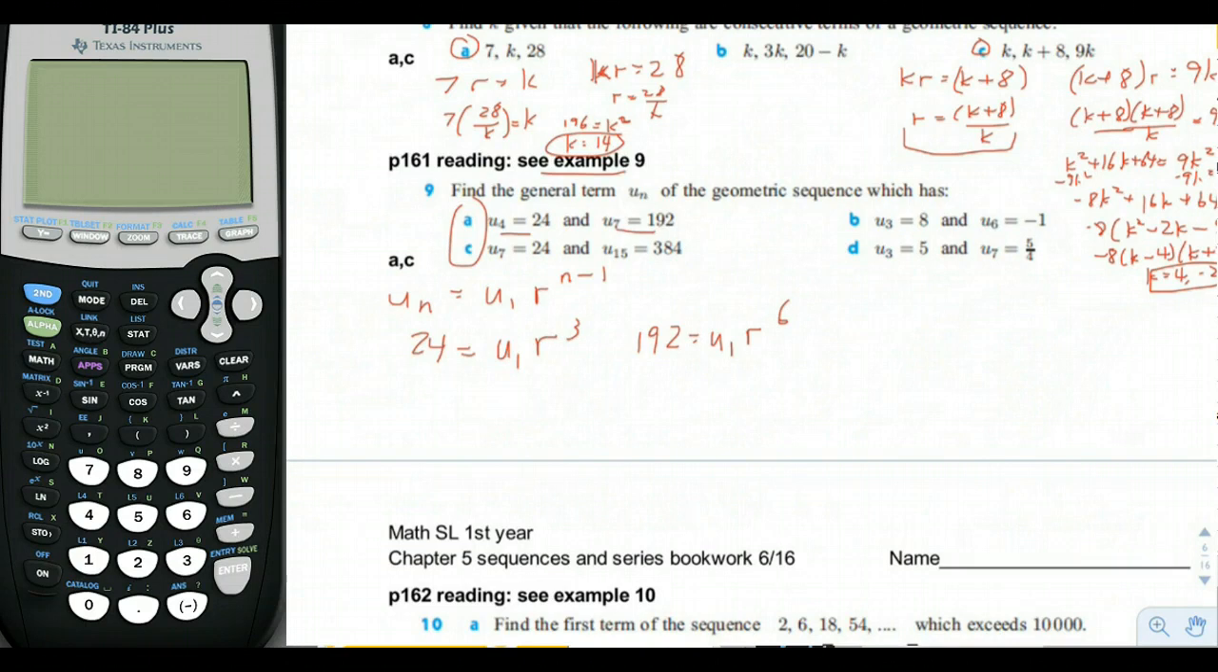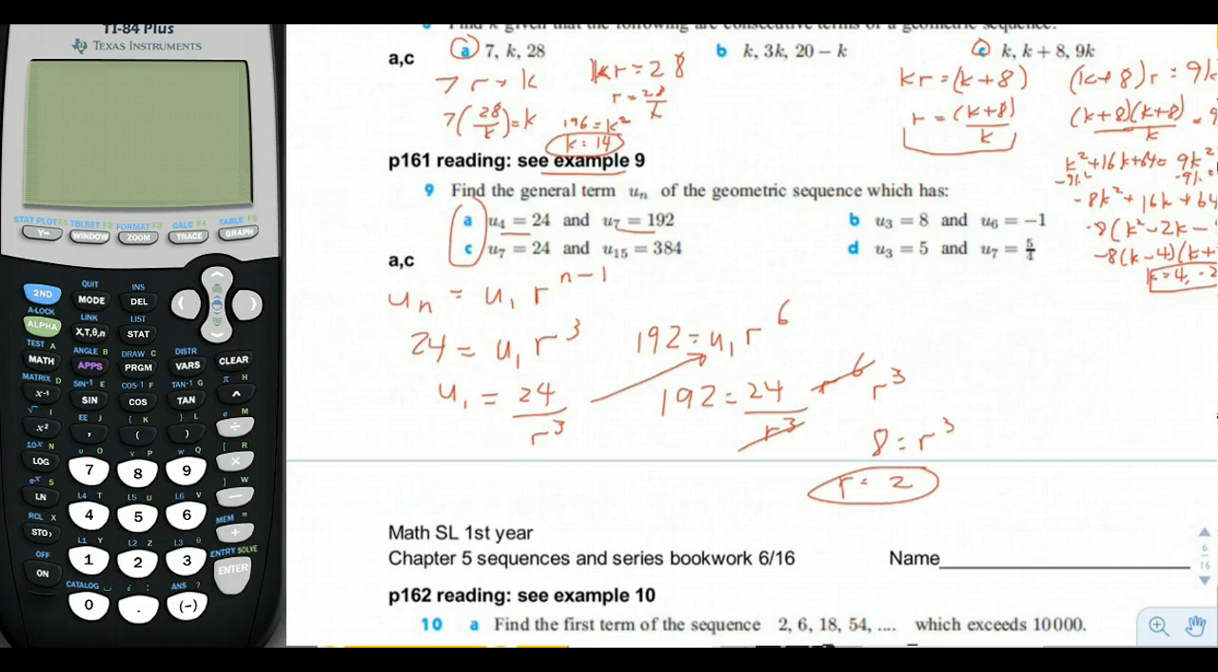And then we could figure out, we would divide both sides by r cubed, and we get u1 equals 24 divided by r cubed. And then we would put it in there, and we get 192 equals 24 divided by r cubed times r to the 6th. These would kind of cancel out. You would be left with r cubed. So we would have 192 equals 24 times r cubed. We could divide both sides by 24. We would get 8 equals r cubed. So if 8 is r cubed, then r is equal to 2.